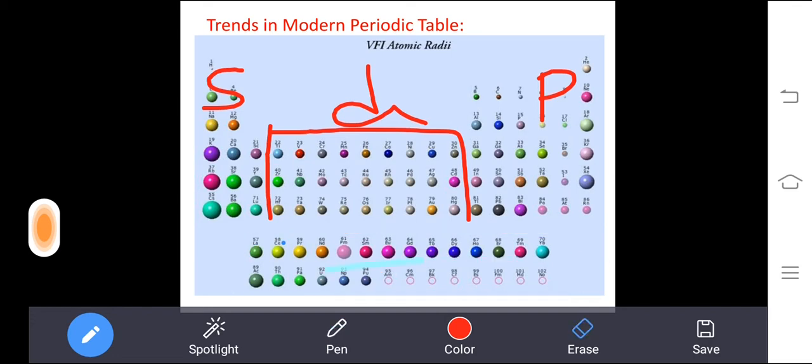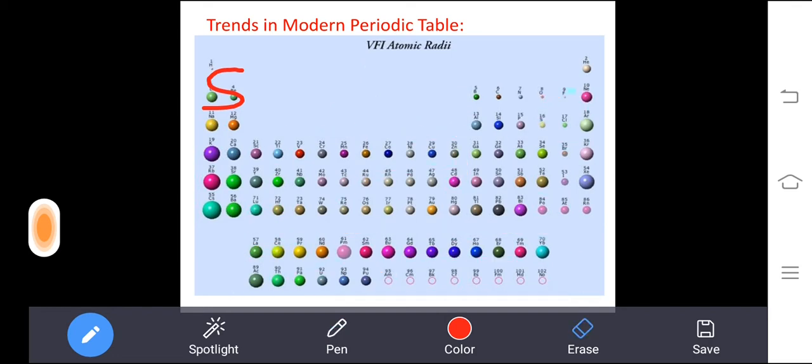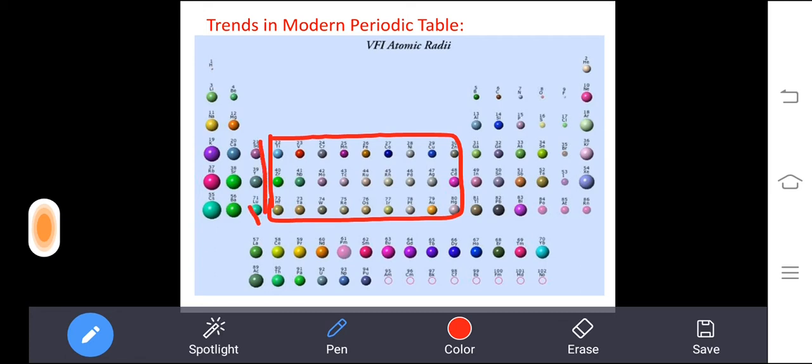For the D block elements, if you see the atomic radius, more or less it looks similar. Why does it look similar? There will be a gradual increase, but it will not be a very rapid increase. There will be a gradual increase when you move from top to bottom. If you compare the S block and P block elements, you can observe this in the D block elements. Why is the atomic radius of the D block elements more or less similar?